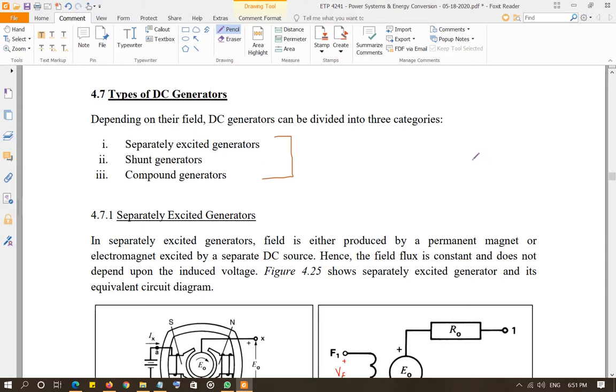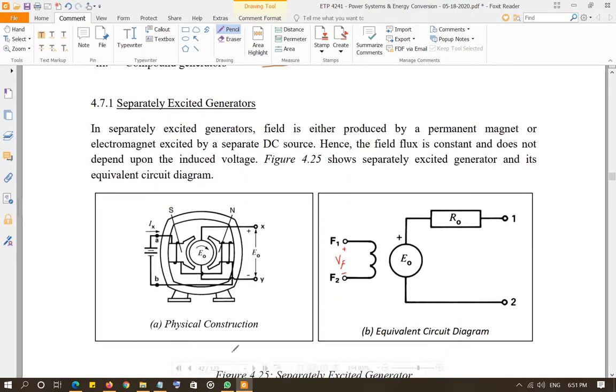In most of the generators we use an electromagnet. Some generators can be permanent magnet, but most of the magnets are electromagnets. So the location of that electromagnet basically defines the type of generator. Separately excited generators, as you can see in these two figures, have this electromagnet around the armature, and this electromagnet is connected with a separate power supply. So this power supply is sending current to just the electromagnet to produce the flux.